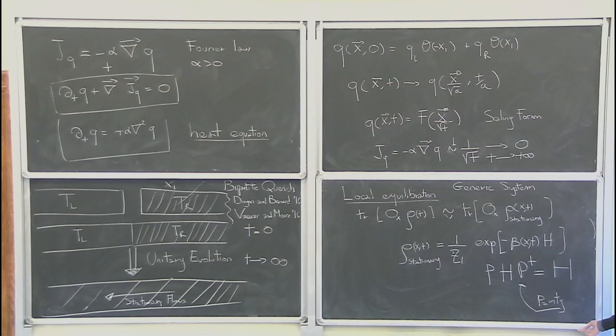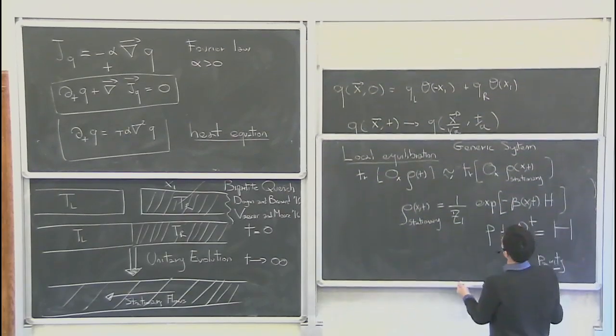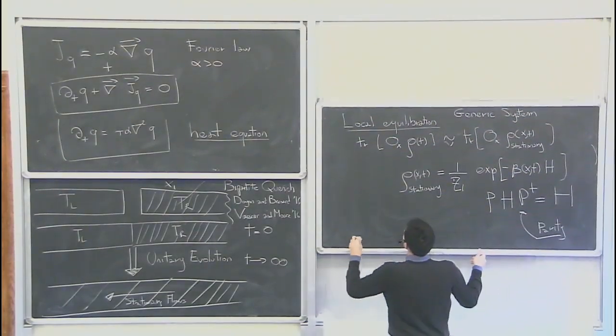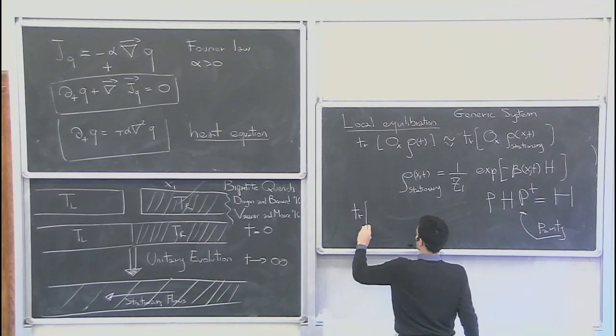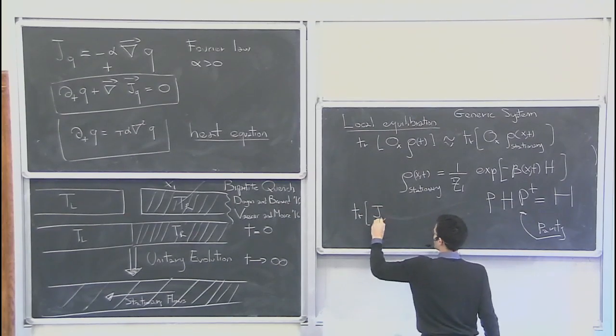Then it's trivial to see that the expectation value of the current of energy on this state is 0. And the reason is that if the Hamiltonian is even under parity, then its current will be odd. So we'll have simply that the trace of J energy, let me call it.